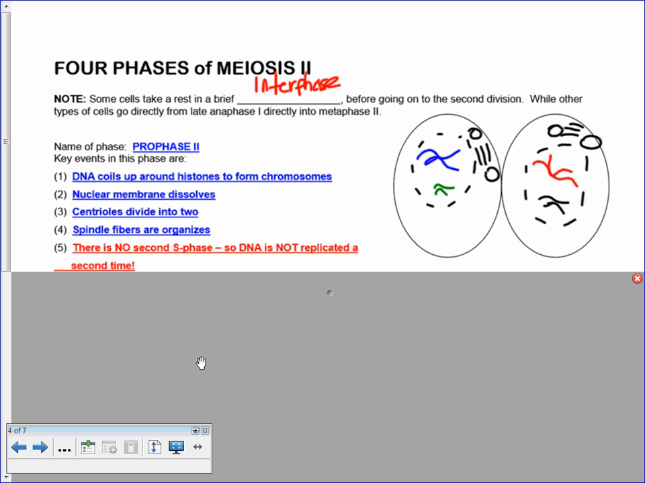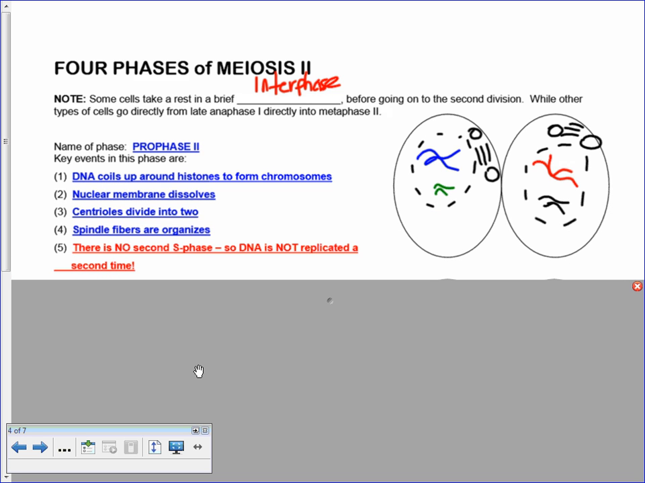So then we start the second division. And we again go through very similar steps. Nuclear membrane dissolves, spindle fibers form, centrioles split, all that good stuff. The key is we do not go through, as was mentioned earlier, a second S phase. We don't copy the chromosomes again.